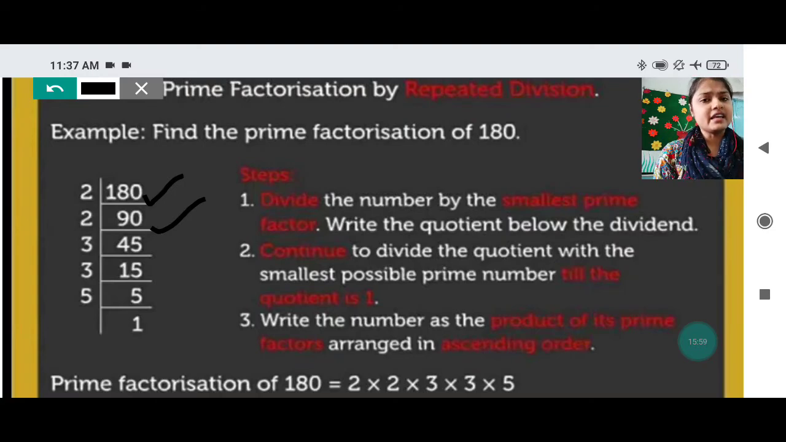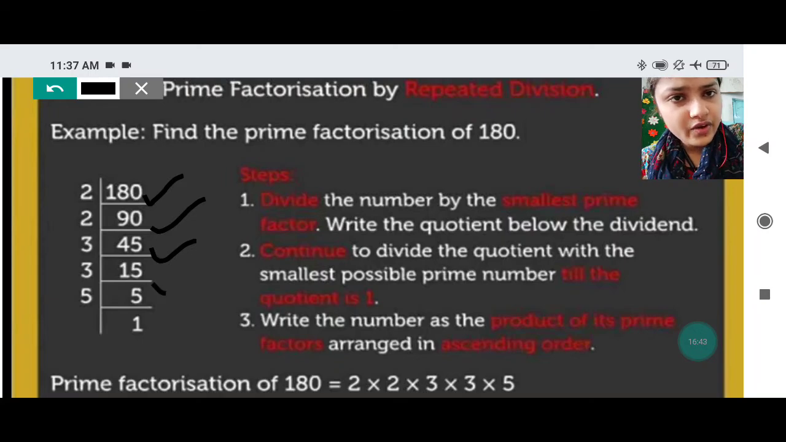After that I have divided 90 by 2 again. Continue to divide the quotient by the smallest possible prime number, and we will continue the division until we get the quotient as 1. So now this 90 is divisible by 2, giving 45. I have written 45 just below 90, and then again I have divided this 45 by 3 because it was not divisible by 2.